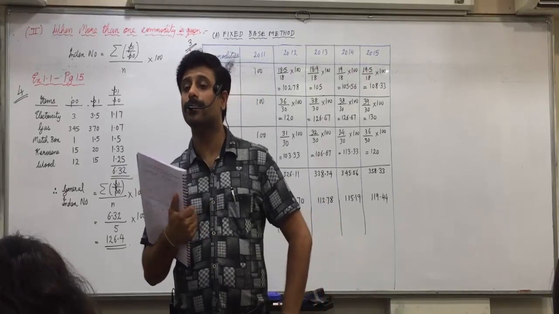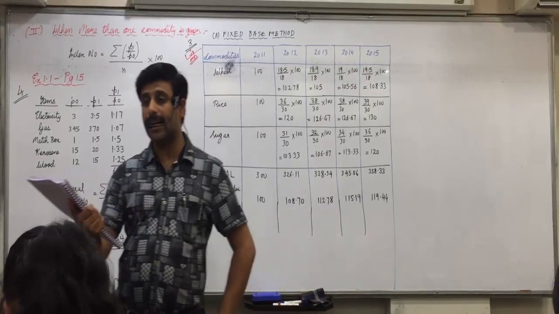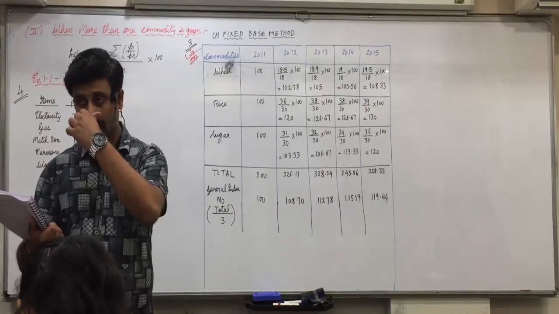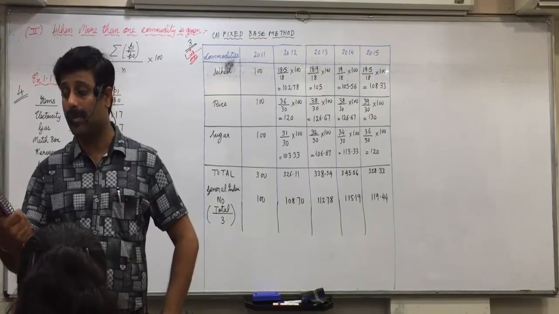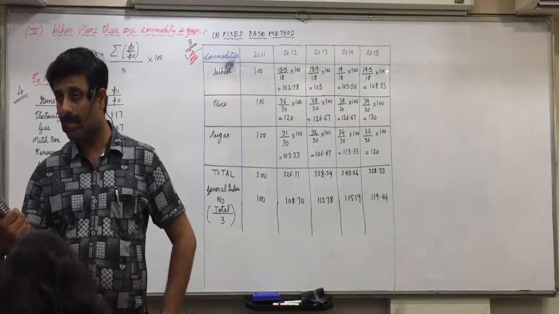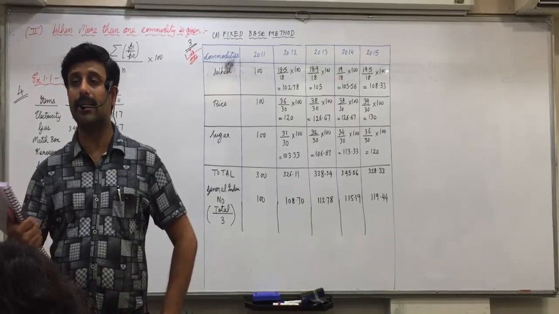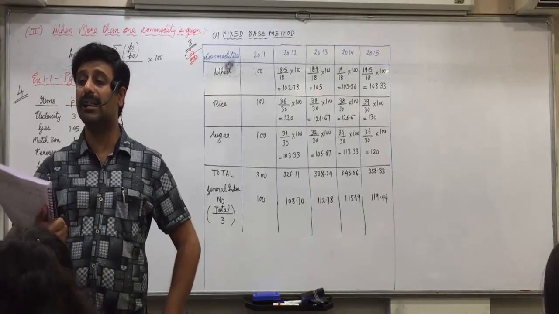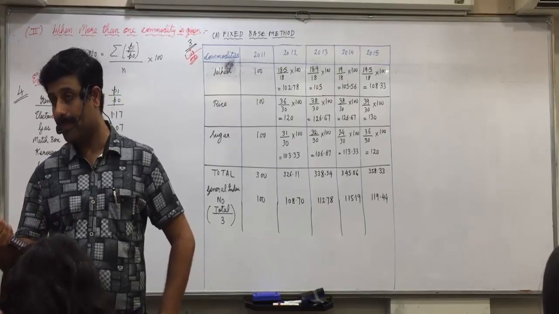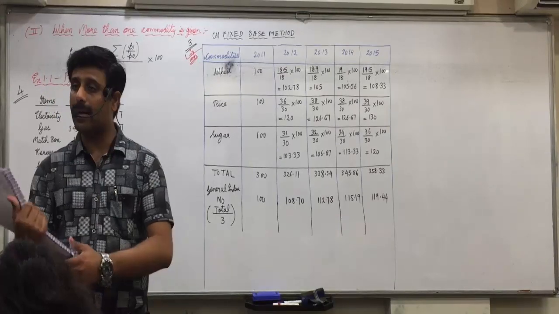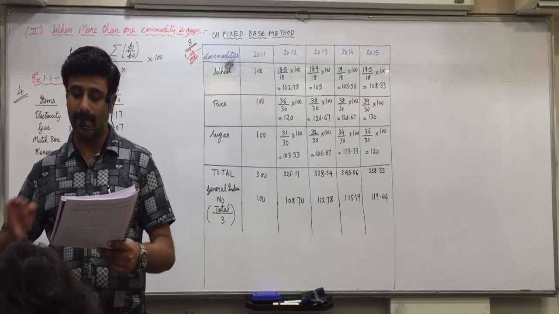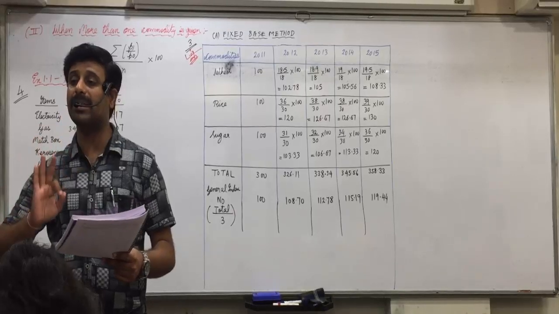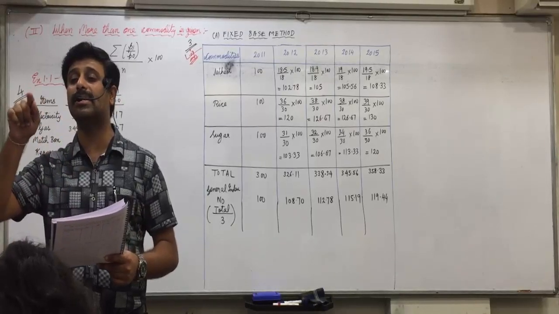Look, first we will directly take it as 100. Second, 36 divided by 30 into 100. Third, 38 divided by 36 into 100. Current year upon preceding year into 100. Then 38 upon 38 into 100. And 39 upon 38 into 100. Current year upon preceding year into 100. So, did you understand that?